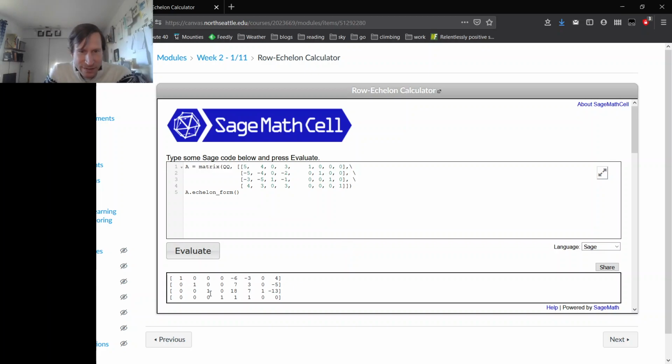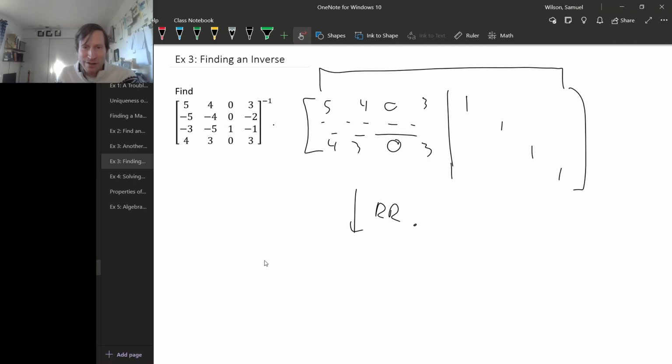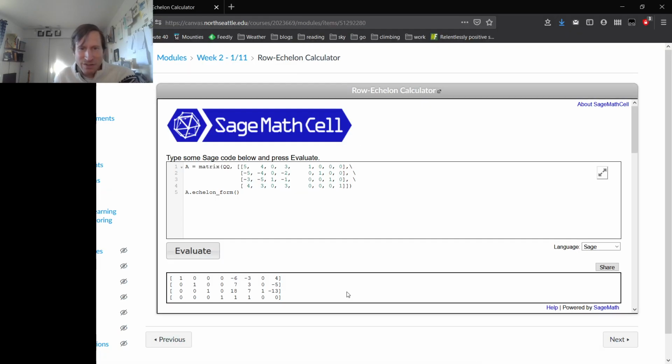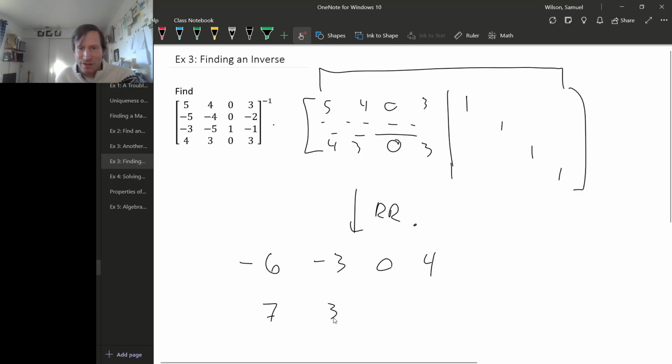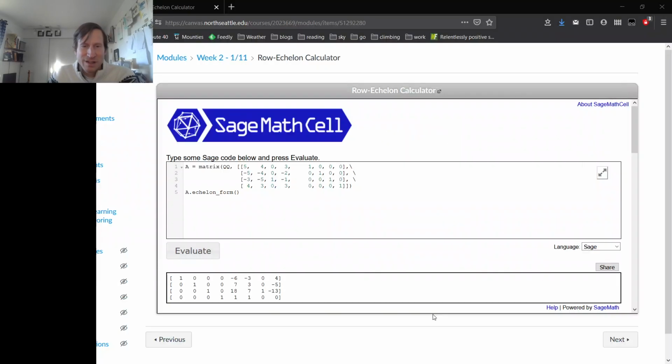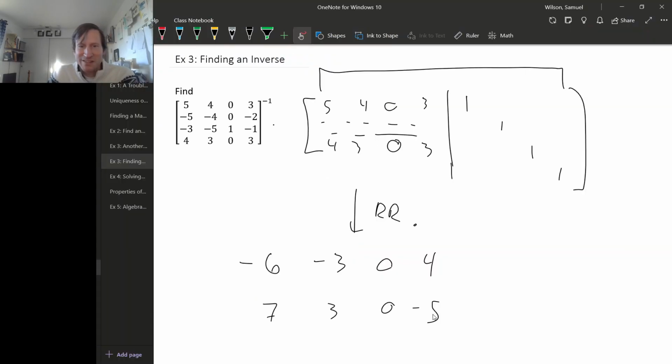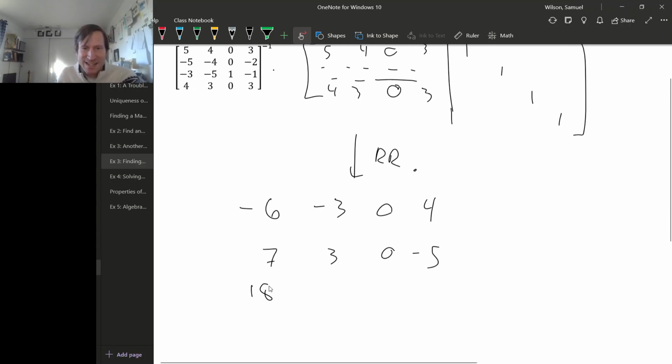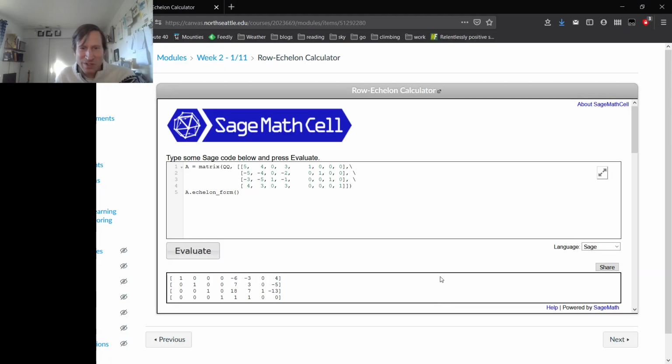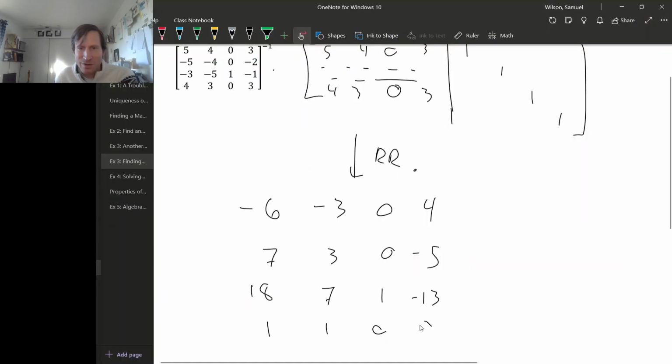So right here in the left-hand part, there is the 4x4 identity as expected. And so in the right-hand part, this is our inverse matrix. So 6, minus 3, 0, 4. Was that a minus 6? Yes, it was a minus 6. 7, 3, 0, minus 5. And then 18, 7, 1, minus 13. And 1, 1, 0, 0. Okay.